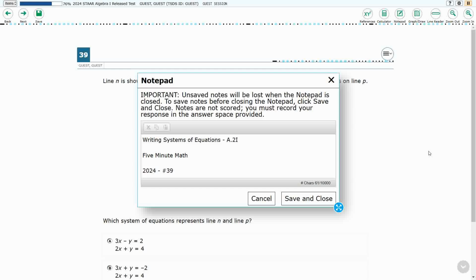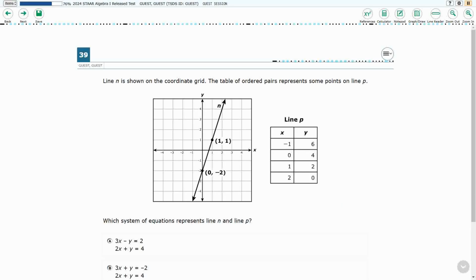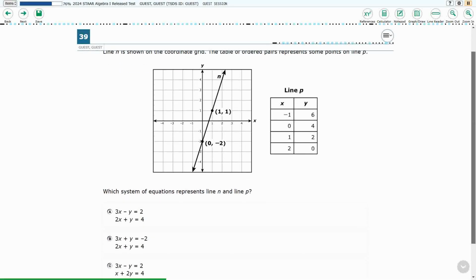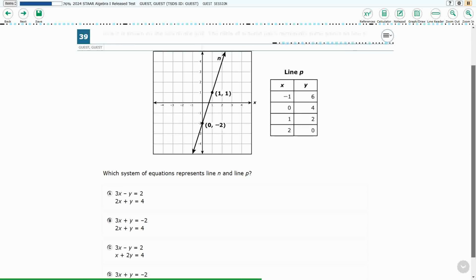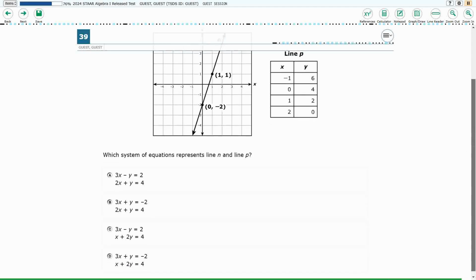Today we are looking at the Algebra 1 concept of writing systems of equations. This is standard A.2I in the great state of Texas, and we are using item number 39 of the 2024 released STAAR test. If you haven't done so already, please go ahead and take a moment to pause the video, work this problem out on your own, unpause it, and we will look at our answers together.